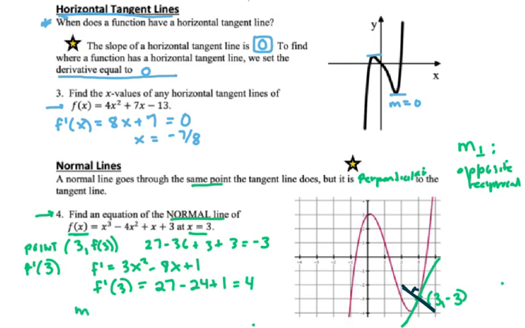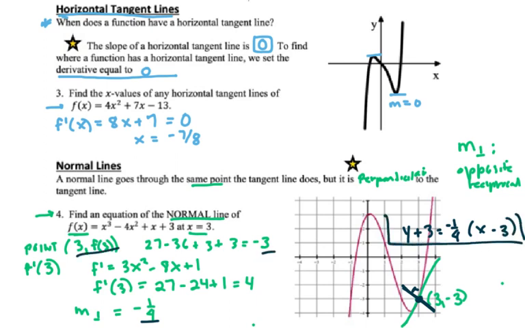Therefore, my perpendicular slope is going to be the opposite reciprocal. So I'm going to use the same point, but my new slope is negative 1/4. So it's going to be y plus 3 equals negative 1/4 (x minus 3), because we're using this point. There you have it.